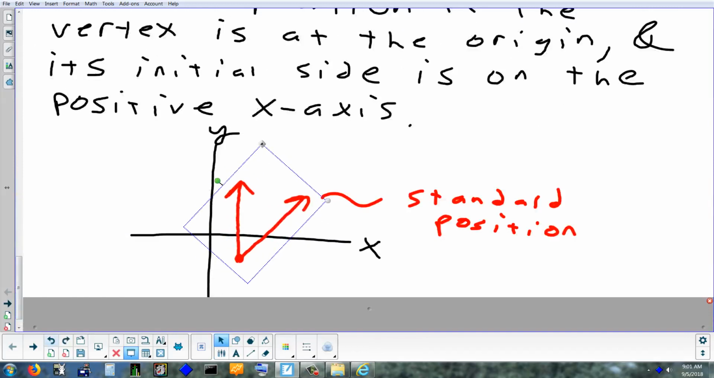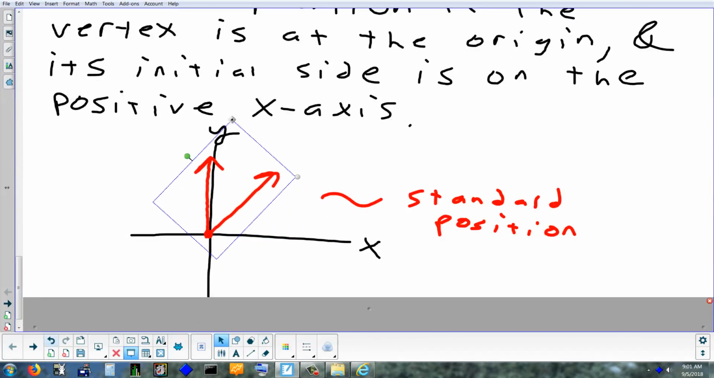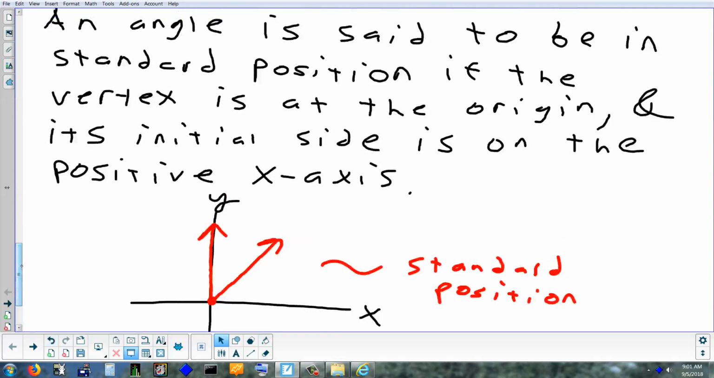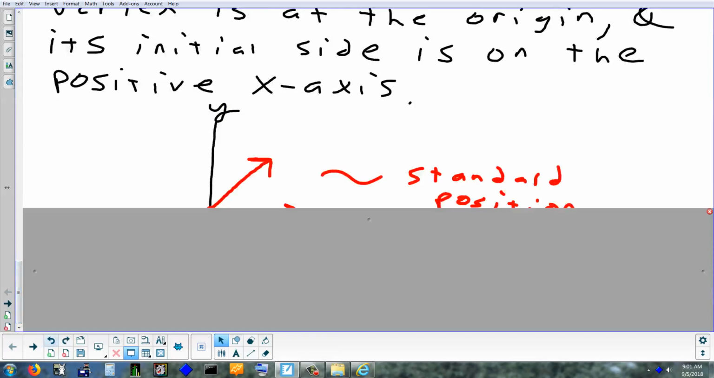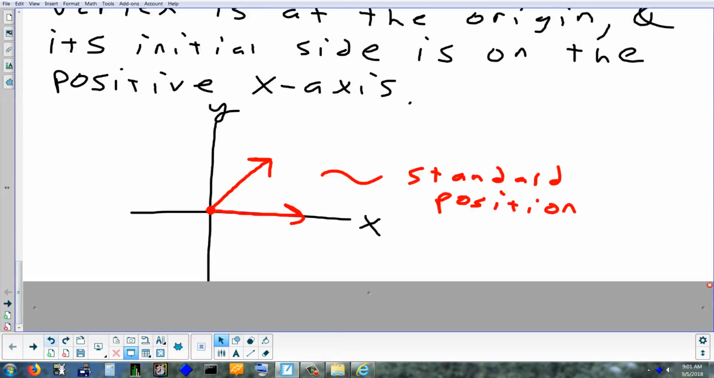What if I did something like this? Is that standard position? No. The vertex is at the origin, and the terminal side is on the y-axis, but it doesn't say anything here about the terminal side. It's the initial side. It has to be on the x-axis. Okay? So it has to look just like that. So any questions on what it means to draw an angle in standard position?